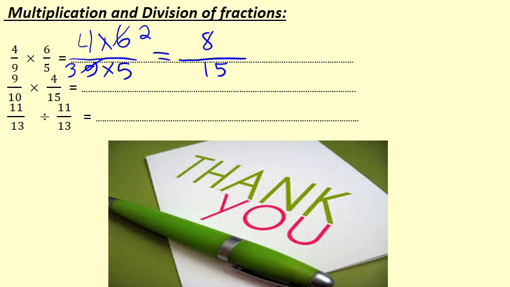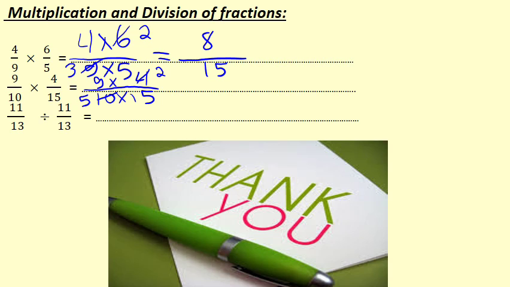Write this again, please. Now, 9 over 10 times 4 over 15. What do we write? 9 times 4 over 10 times 15. Who can we reduce? We can reduce 4 and 10 by 2. 4 by 2 is equal to 2. 10 by 2 is equal to 5. Can you reduce more?